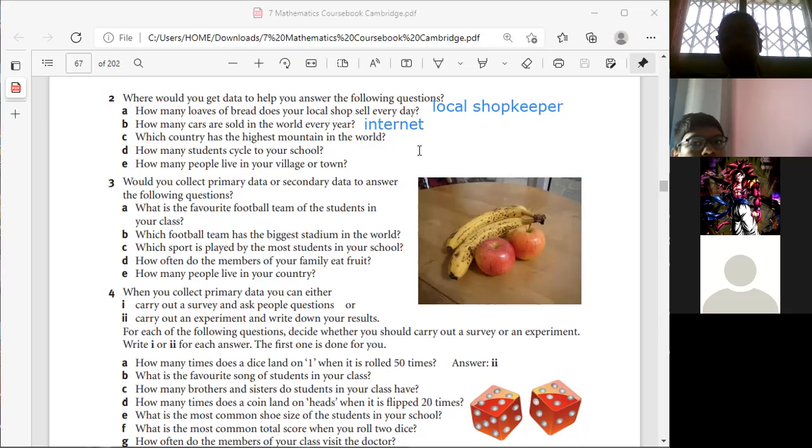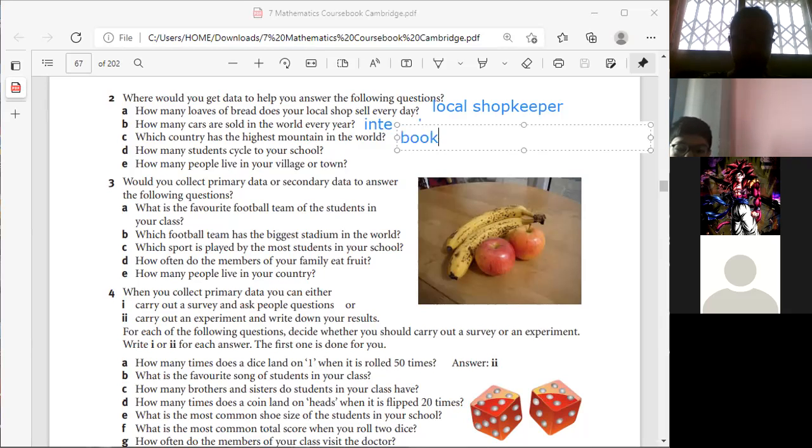What are the other options? You can get it through books also, right? Your general knowledge books. You can get it in the atlas, that is the map book. You can get it in your magazines. Yes or no? So we can say books and internet. Can I say it like that? Yes.